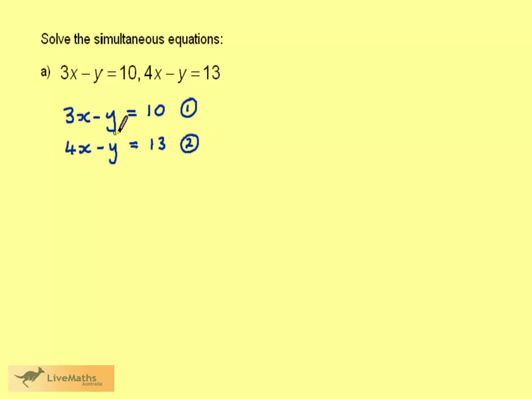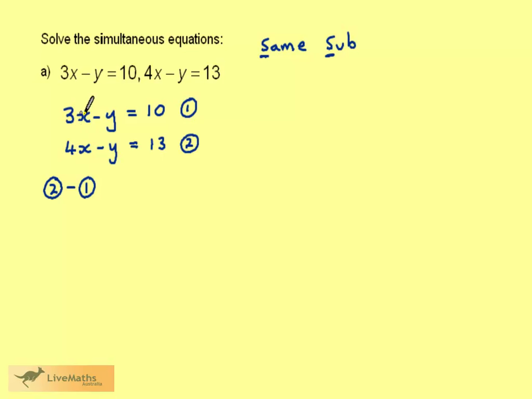We have the same number of y's, both of them are minuses, so the signs are the same. Signs same mean we're going to subtract the two equations. I'm going to do equation 2, take away equation 1, choosing to do it this way round as we have more x's in equation 2 than we do in equation 1.